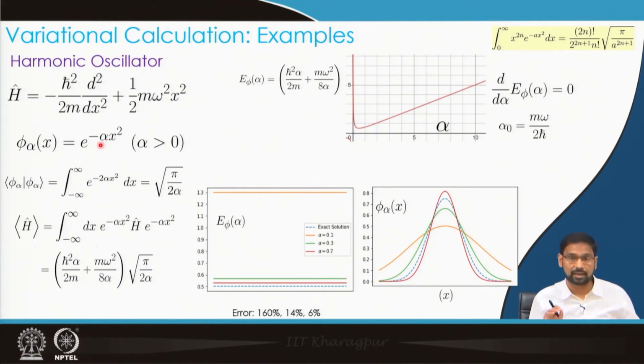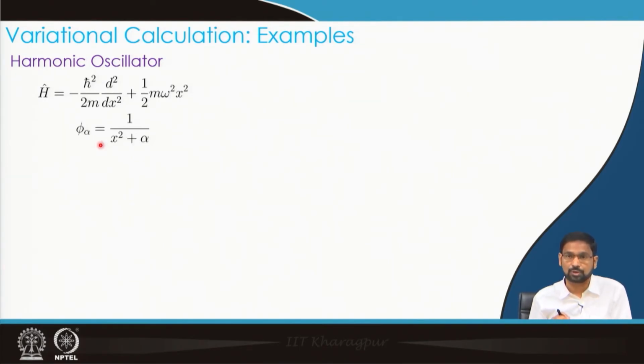Now, we will take another example, again a harmonic oscillator problem, but the trial wave function would not be a Gaussian function. It would have overall similarities, but not the exact functional form. The trial function that I am considering is 1 over x squared plus alpha. Again, alpha is the unknown whose value I am going to get using the variational principle. Why should I take this function?